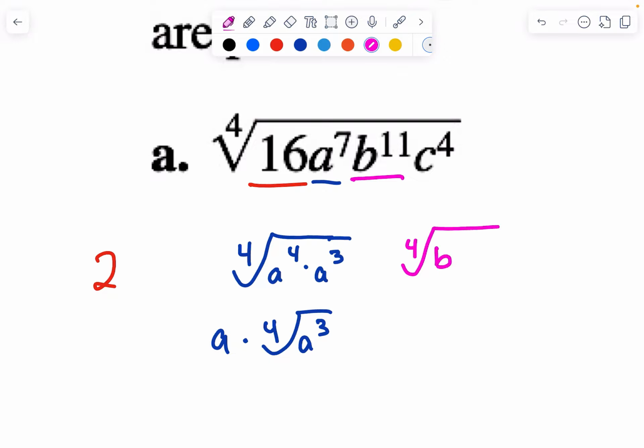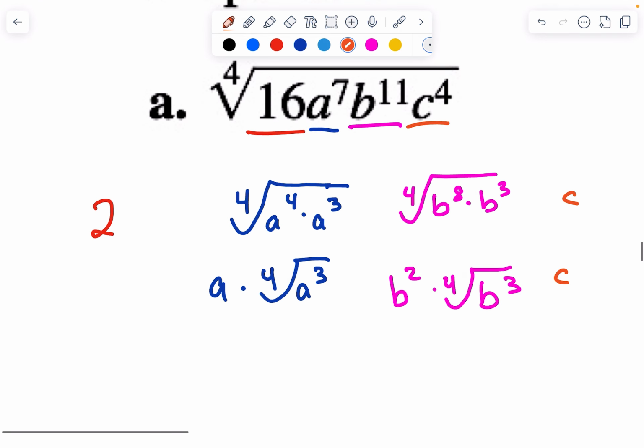So I would break it into b to the 8th times b to the 3rd, because 8 is divisible by 4. So what I get is b squared times the 4th root of b cubed. And then the nice thing about this last one is it is divisible by 4. So that would just be c. Okay, so now I'm going to put my answer together.